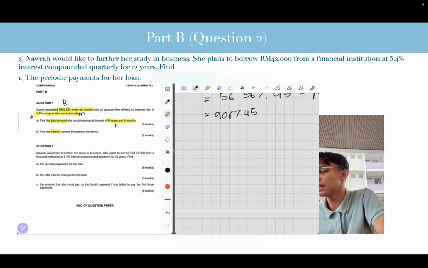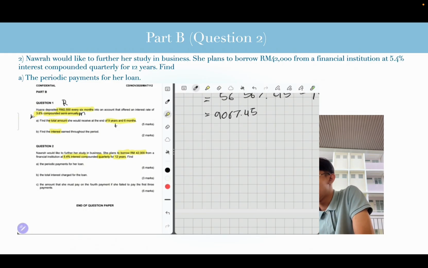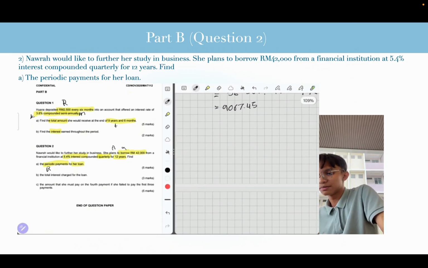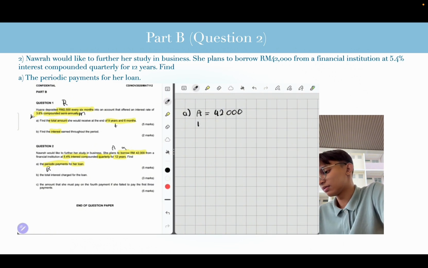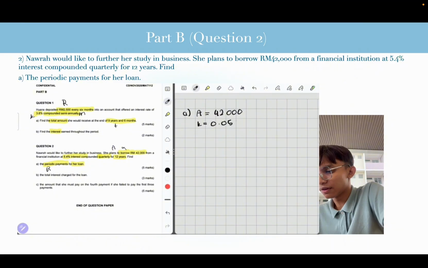Let's move to the next question. Naura would like to further her study in business. She plans to borrow 42,000 from a financial institution at 5.4% interest compounded quarterly for 12 years. Question A. Find the periodic payment for the loan. The question mentions borrowing, so we have to use the A formula. So let's write up the information given. A equal to 42,000, K equal to 0.054, M equal to quarterly, so it's equal to 4, and T equal to 12.